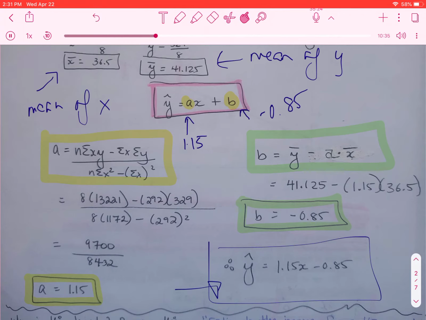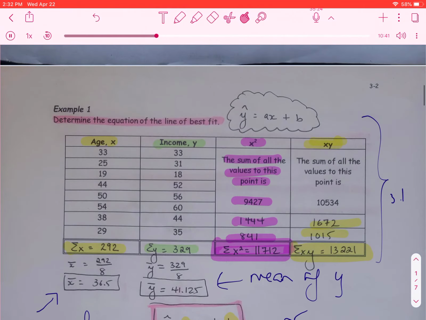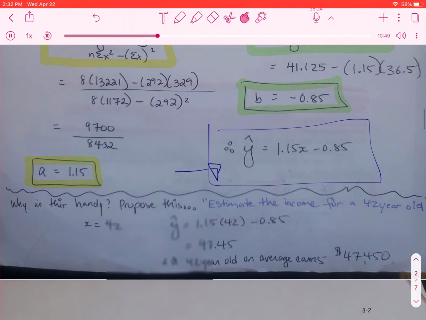So where this becomes handy, right? Again, if we look back at our variables, we have age and income, x and y. If we wanted to figure out the income for a 42-year-old, we can actually do this as an estimate by replacing x, which represented age, with 42, like you've done in the past. We've done this work just in different settings. And you would sub in 42 for x, and you would isolate for y, and in this case, y would be 47,450, because it is in thousands.